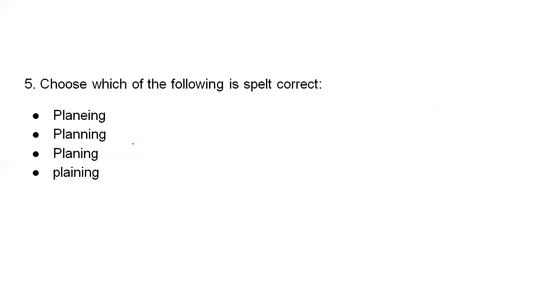Question number 5. Choose which of the following is spelled correct. The word is planning, and you have to choose the correct spelling. The correct spelling of planning, you can easily identify. It's very easy. This is the correct spelling of planning. They can give you any other word, with one correct and some incorrect spellings. You have to choose the correct one.